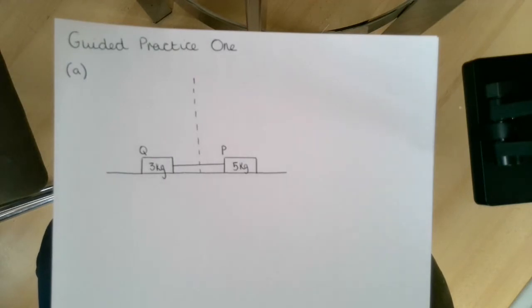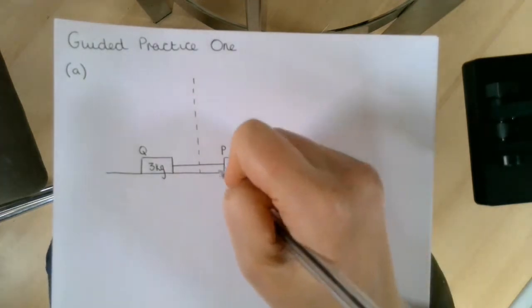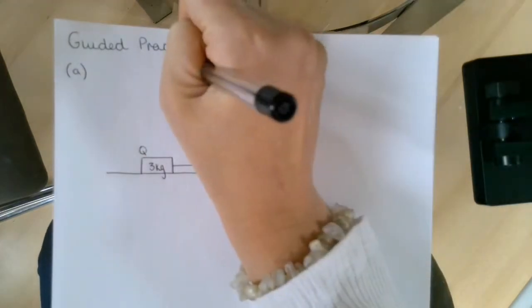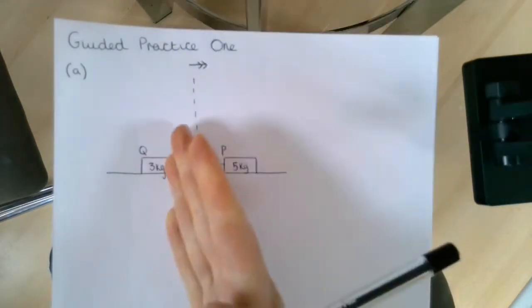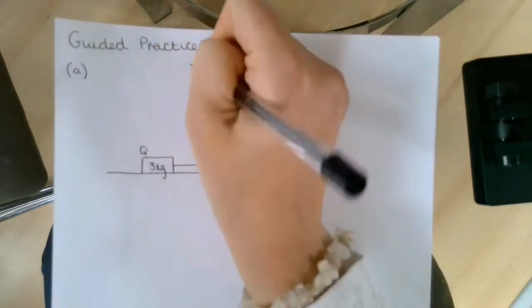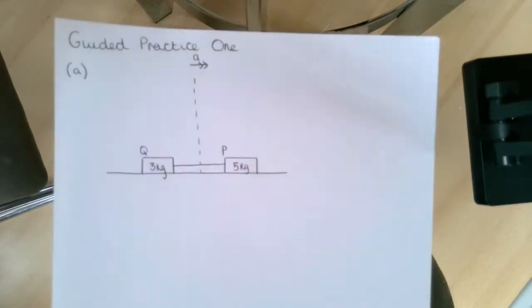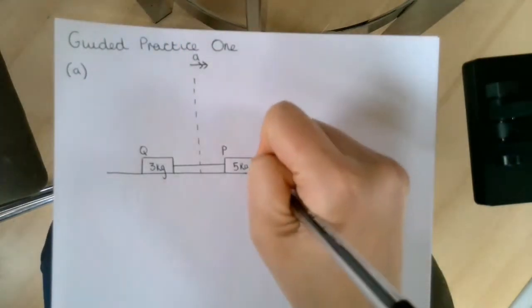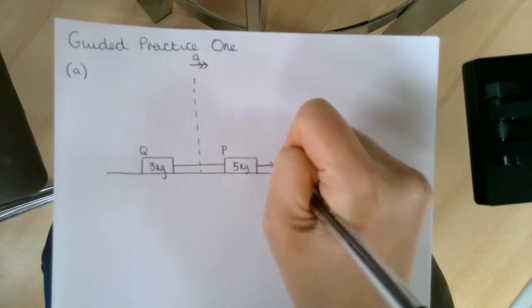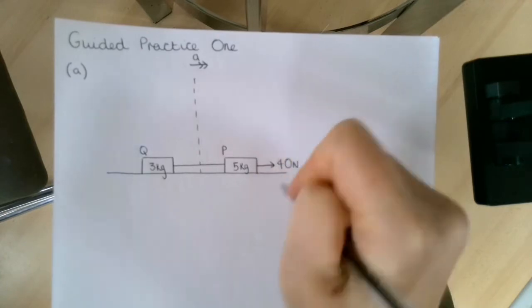We're told that particle P is pulled by a horizontal force of 40 newtons along a rough horizontal plane. Rough horizontal plane, that means we must have some friction. So it's being pulled along this way, so we're accelerating towards the right by 40 newtons.